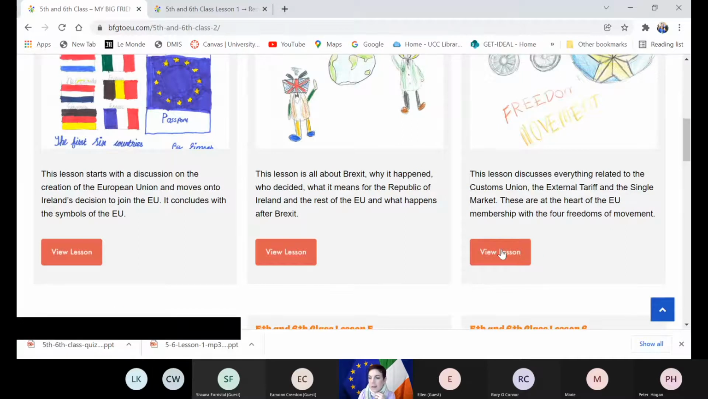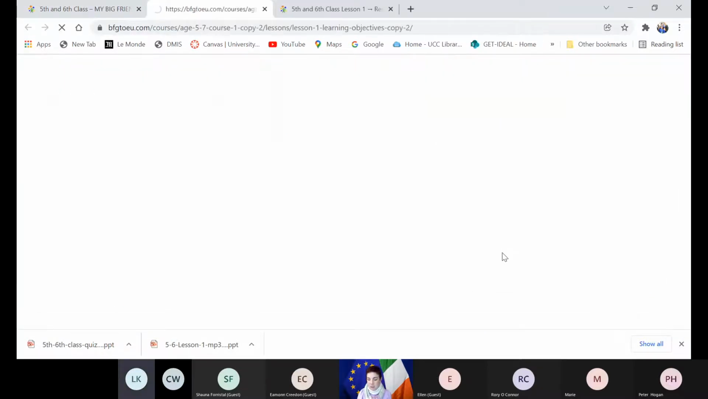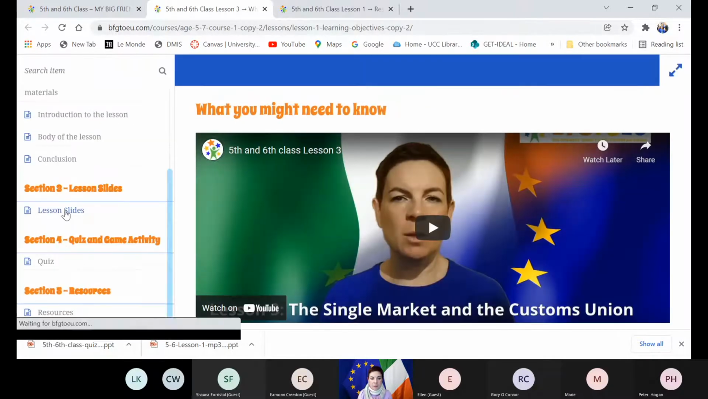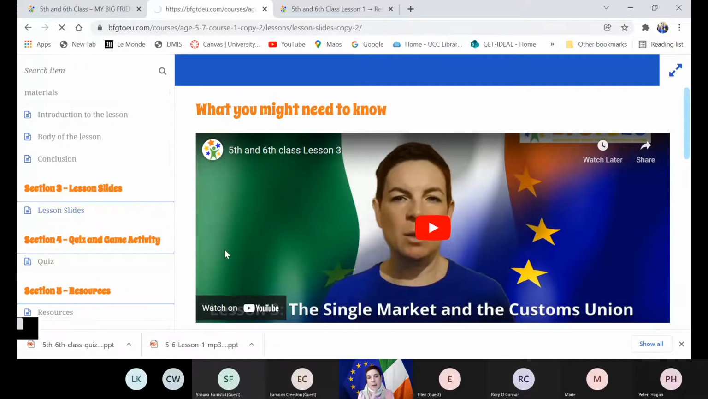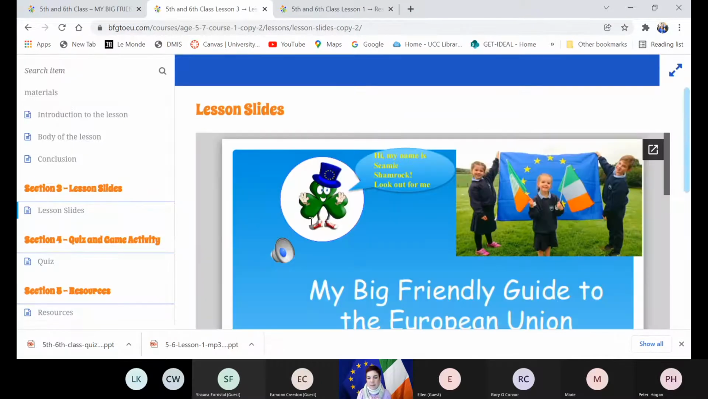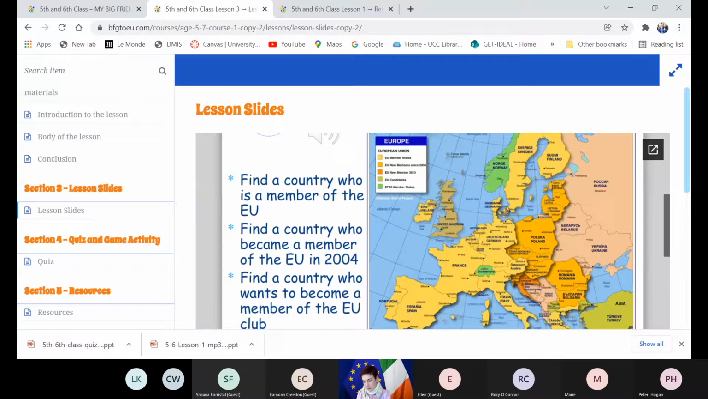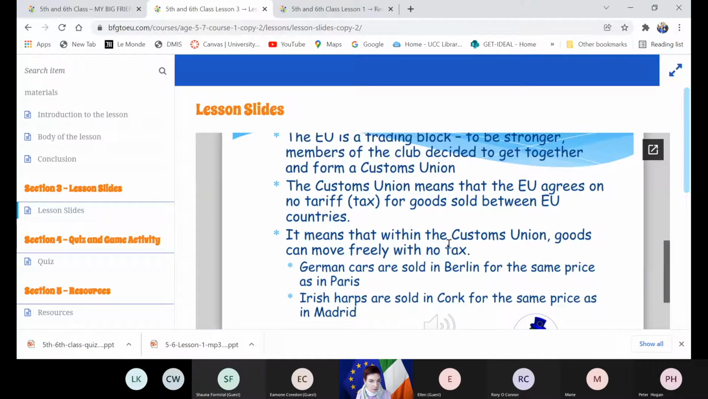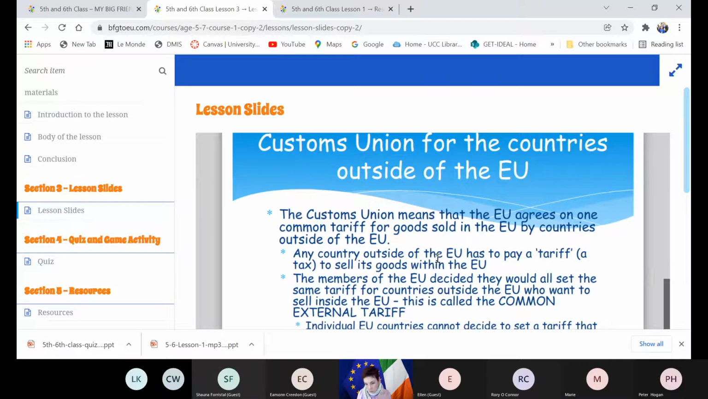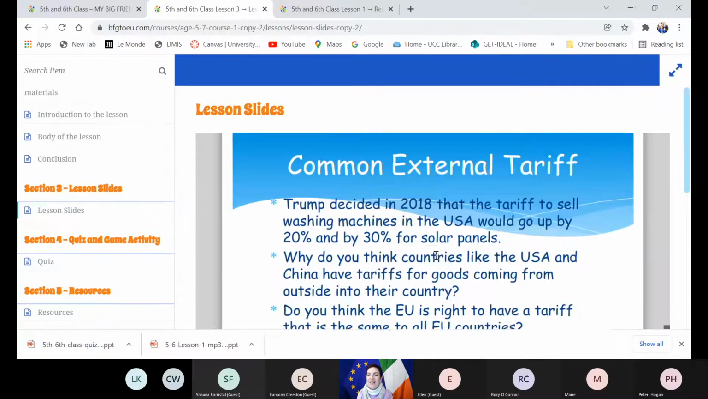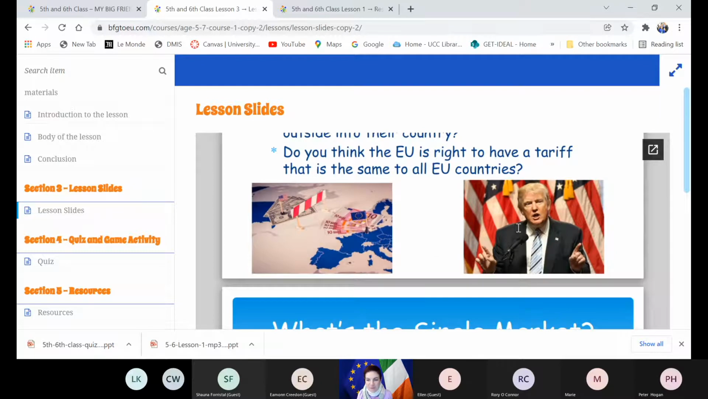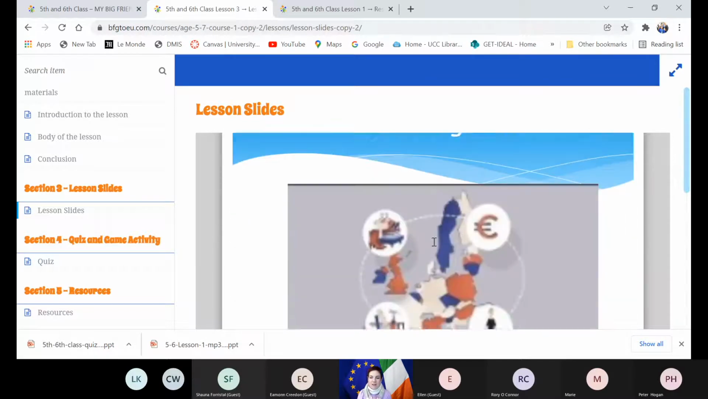Yeah, so here we have lesson 3. That's about the customs union and the single market. So you have a lesson that's entirely dedicated to this, with lots of exercises linked to the customs union and the external tariff. It brings in Donald Trump, who had put certain tariffs on goods coming into America to protect American products versus the European products. So the children are always really interested in that.